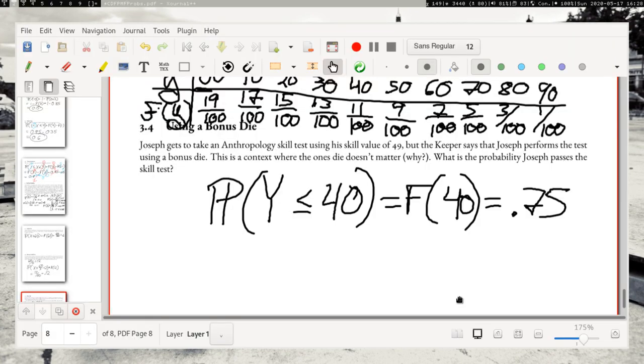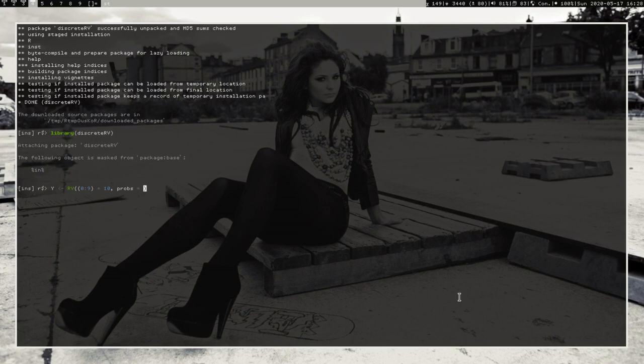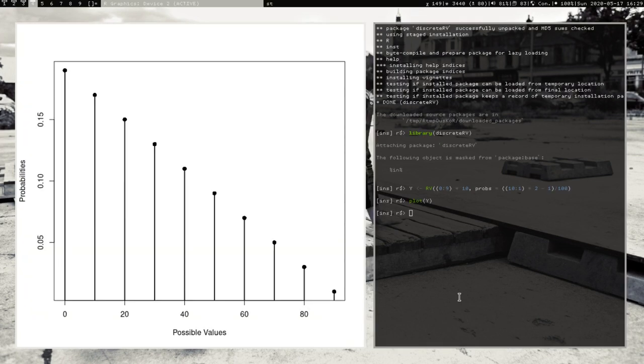What do we have? We basically got the sequence from 1 to 19. So what we could type in for probs, we could do... let's see. So from 20 to... No, 10 to 1, times 2 minus 1. Those are odd numbers. Divided by 100. And if we want, we could have a look at what this probability mass function looks like. Yep, that's what we want.